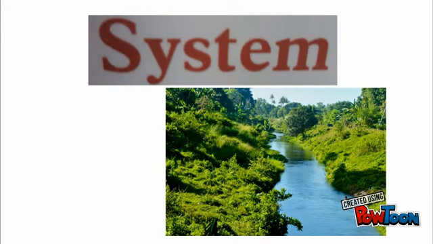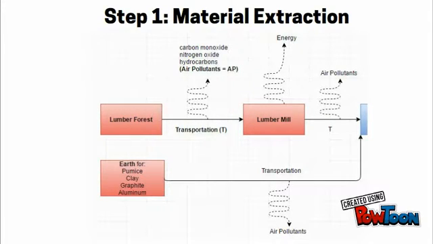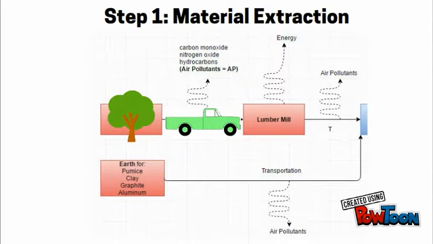We will now go over system flow diagrams for both the mechanical and wood pencils. So the first step in the life cycle of a wood pencil begins with material extraction. Cedar wood is extracted from a lumber forest, which is then transported to a lumber mill where the wood is cut and treated with chemicals in order to extend the shelf life of the wood.